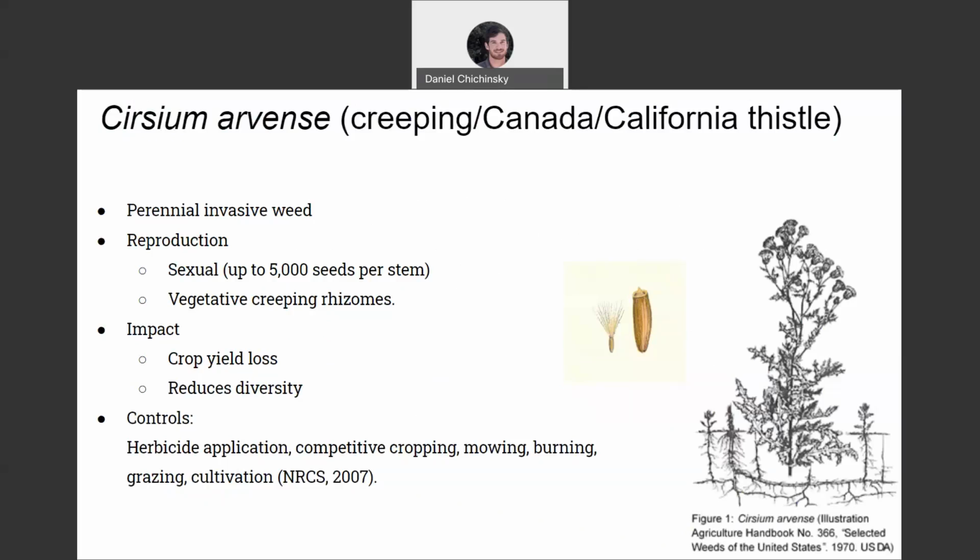Canada thistle reproduces both sexually and asexually. Flowers can produce up to 5,000 seeds per stem. However, the plant reproduces most successfully through a network of vegetative creeping rhizomes. The weed can cause significant crop yield loss, especially in organic cropping systems. It can also lead to a reduced diversity in natural and urban areas.